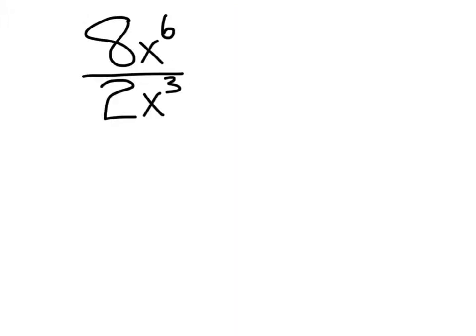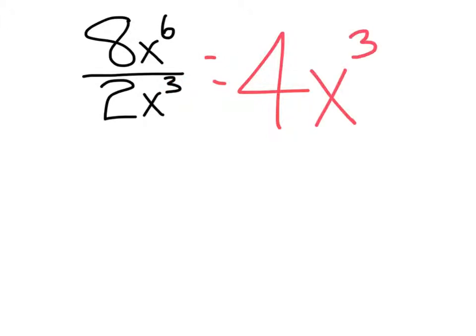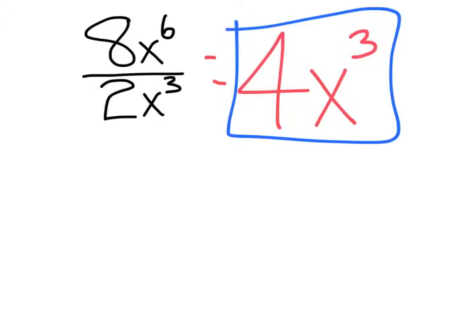Again, we have two sets of coefficients. We have 8 and we've got 2, and so we're going to need to divide these first, and 8 divided by 2 is what? It's going to give us 4. And here we have two sets of x's. These are the same bases, so we're going to be subtracting. 6 minus 3 is what? 6 minus 3 is, of course, 3. And so we can't forget the x. The answer is 4x to the third.